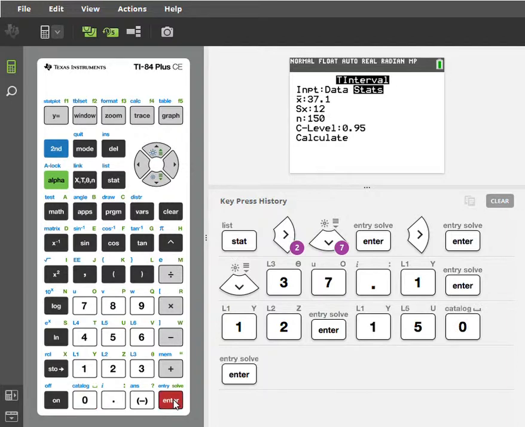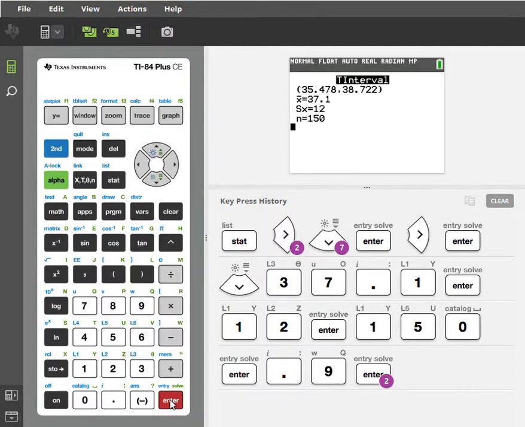Our confidence level for this problem is a 90% confidence interval. So for a 90% confidence interval, our confidence level is 90 divided by 100, or 0.9. Make sure you check that. And enter to calculate, and there it is. Here is our confidence interval for a population mean when we only have a sample standard deviation, not a population standard deviation.